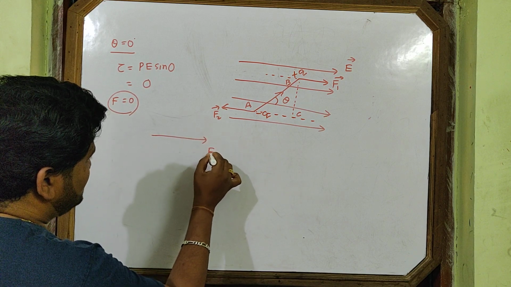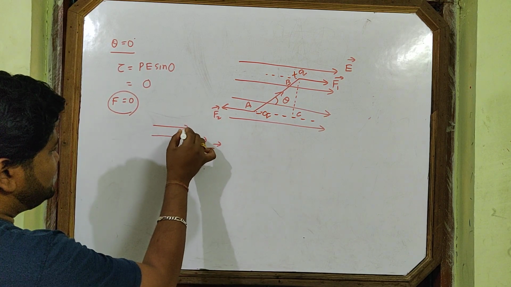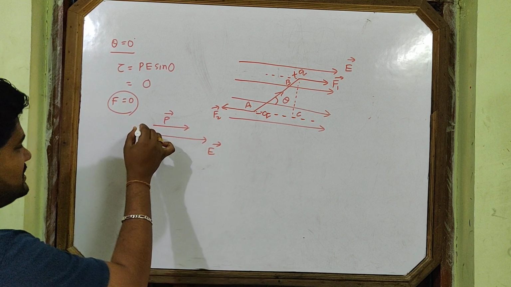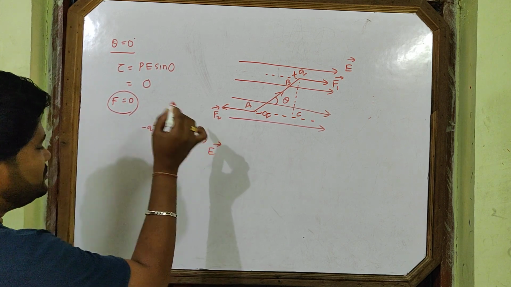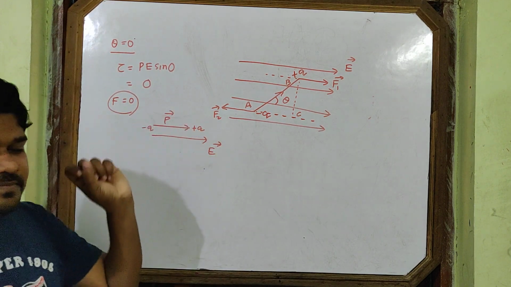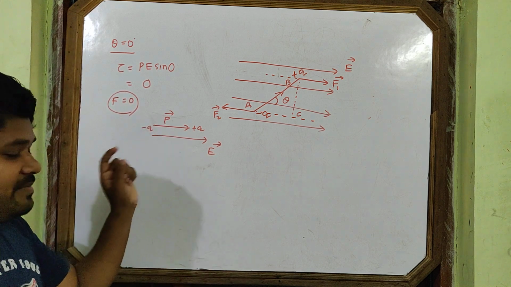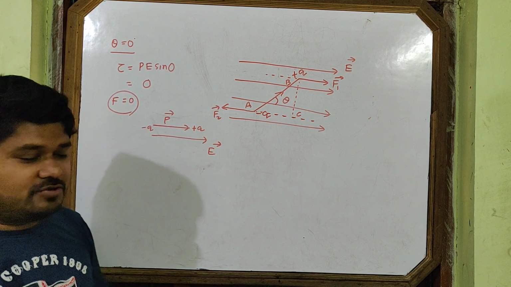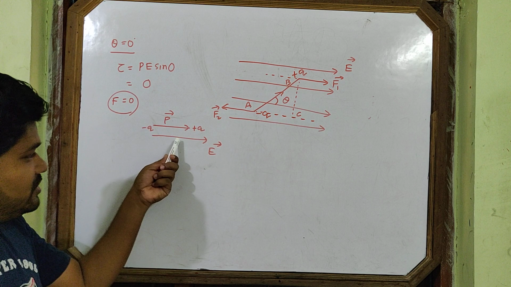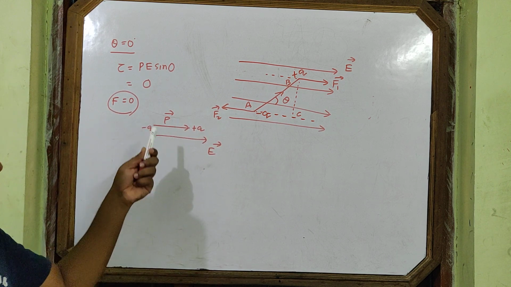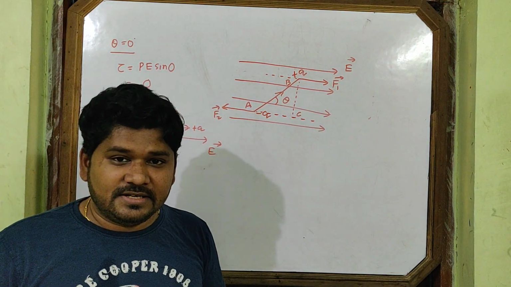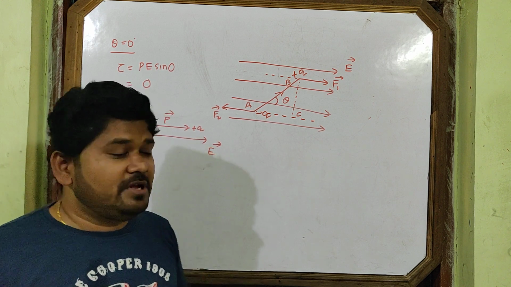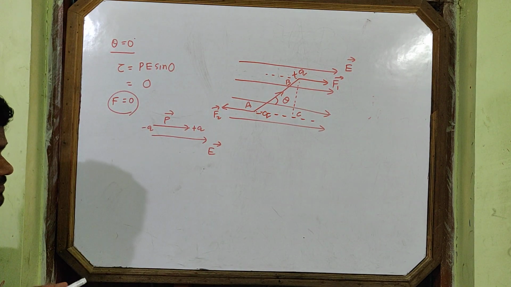This is the electric field. The dipole is like this. This is the dipole moment direction, minus q, plus q. The dipole remains like this. This is the stable equilibrium condition. One question has come once, to draw the orientation of the electric field and dipole moment when it is in stable equilibrium. You can draw the figure like this.